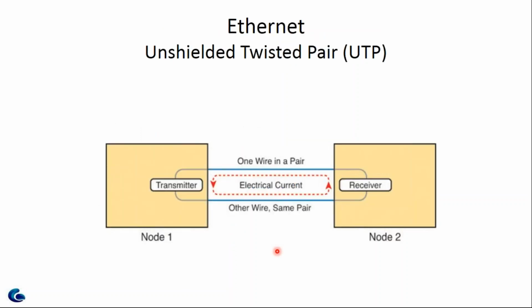Looking at the cable part, the most common cable that you see often in your home, office, everywhere is UTP, unshielded twisted pair. Okay. So normally it's a pair of lines.